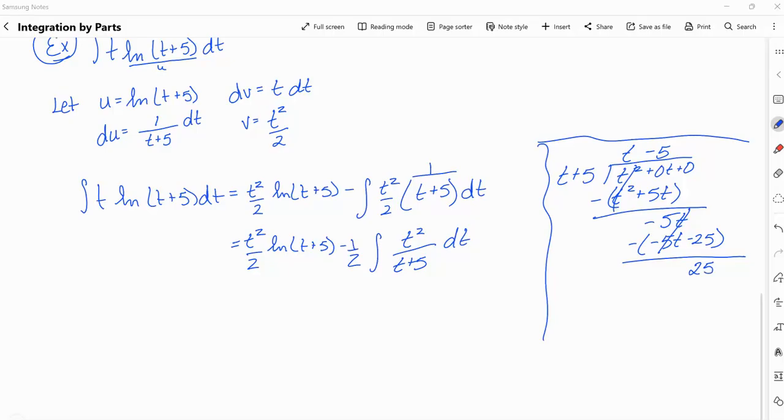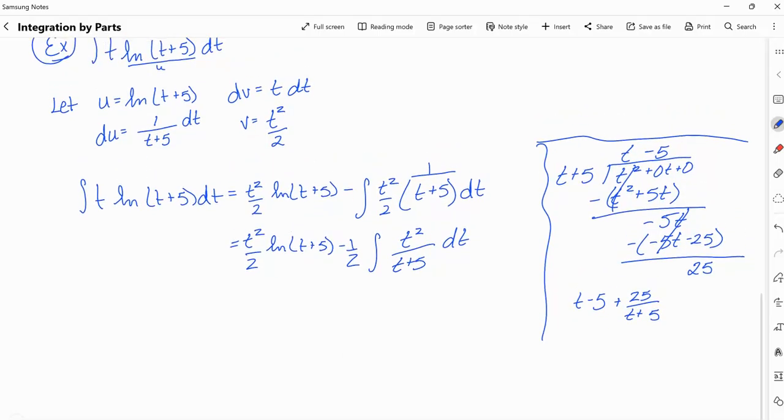So this guy is the same thing as quotient plus remainder over divisor. So notice I'm writing complete mathematical sentences here. This is very important. You have to write complete mathematical sentences. So this guy is equivalent to t minus 5 plus 25 over t plus 5 dt.